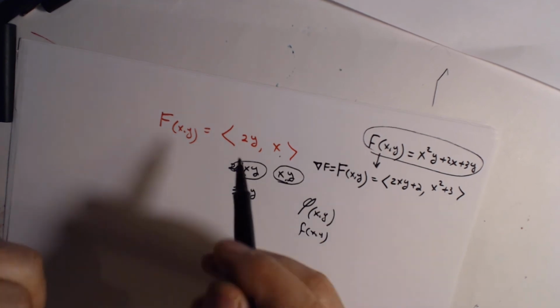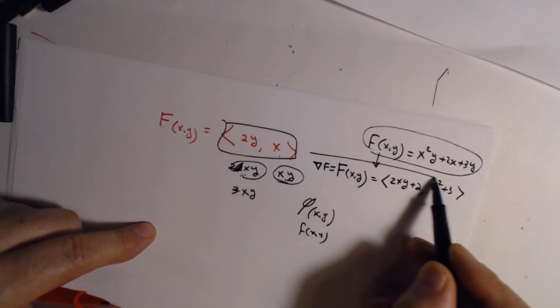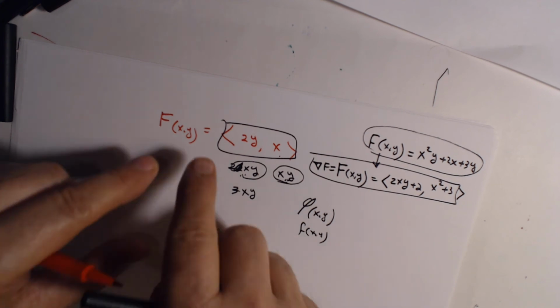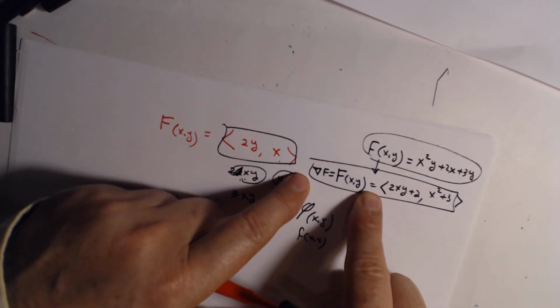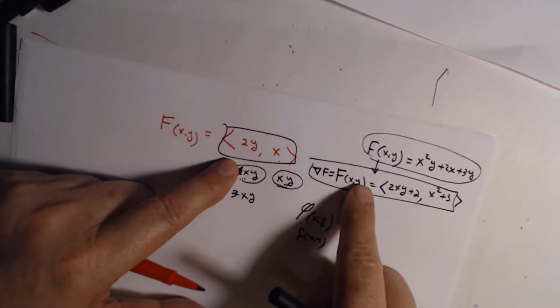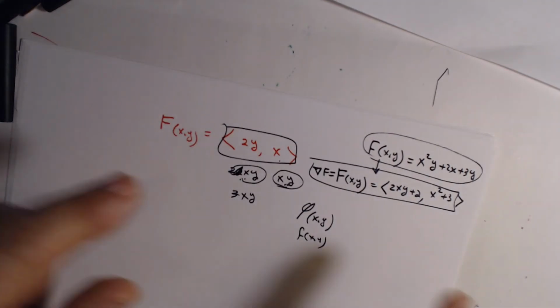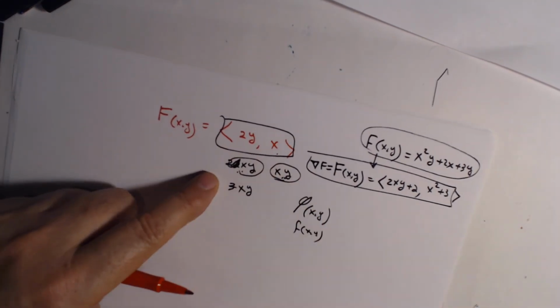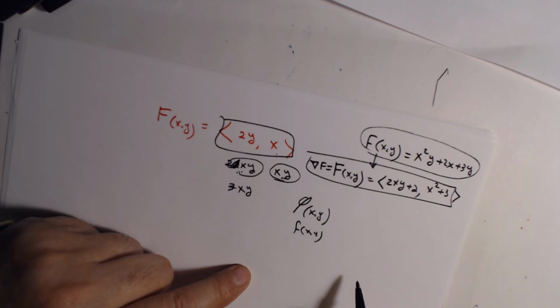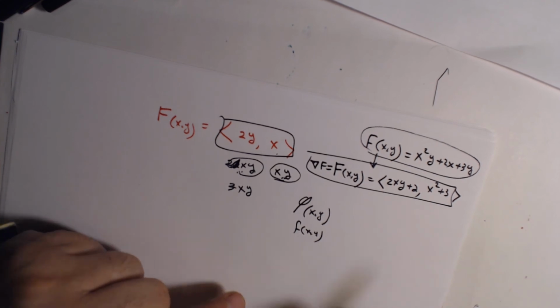But what happens if I give you this gradient, and if I give you that gradient and said, okay, this is a vector field, this is a vector field, I don't want to go in the headache of finding the potential function, but looking at it, tell me if these are conservative. Oh, by looking at it, yes, you can.